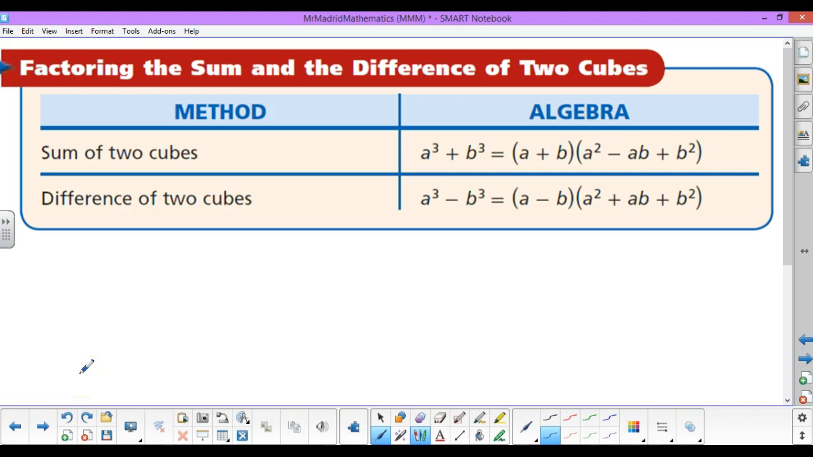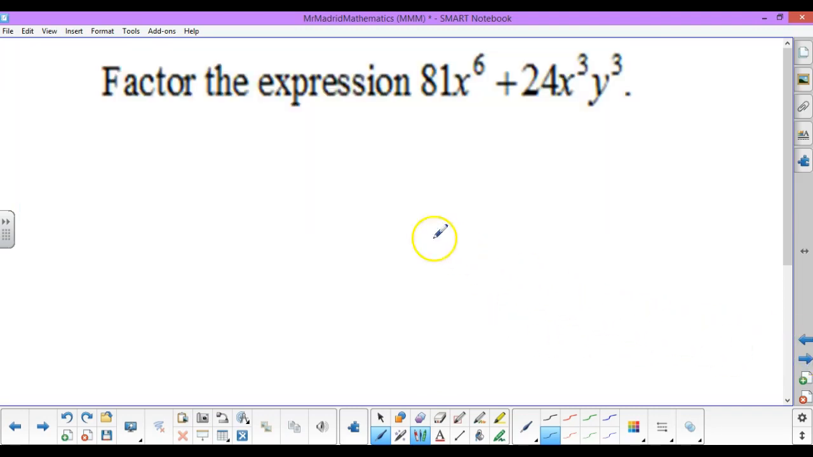Next up, I've got the factoring the sum and difference of 2 cubes formulas. They're going to come in handy, so you do want to pause the video here and jot this down. I am going to put them to use here, so let's see how that works. Again, the sum, the addition, the difference, and 2 cubes. 1 cube, 2 cubes. Factor the expression.